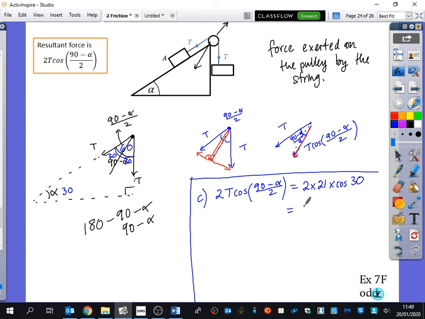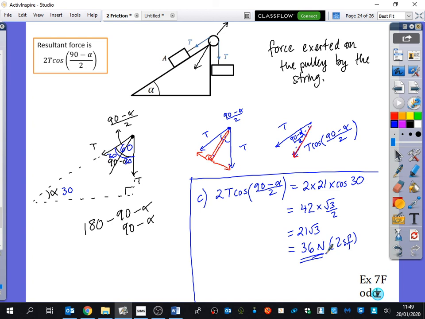So when you type that in your calculator, you get 42 cos 30. Guys, please learn this. So you get 21 root 3, which is 36 newtons to two significant figures. So in that question, you imagined being a hanging block, a block on a slope, and you also imagined being a pulley and what it felt like to be a pulley.